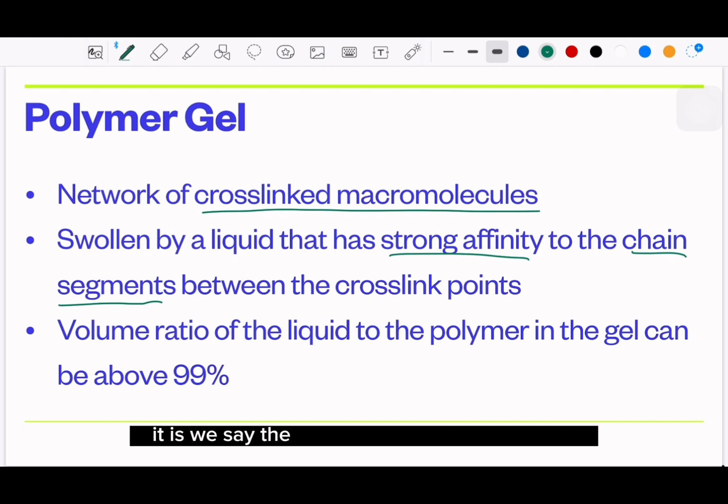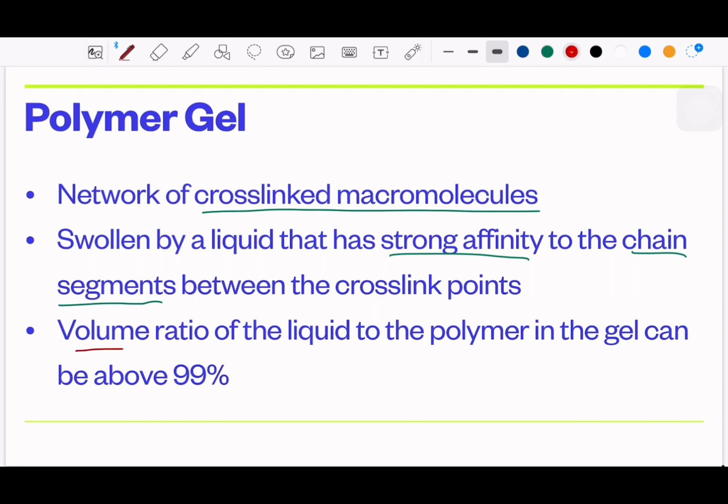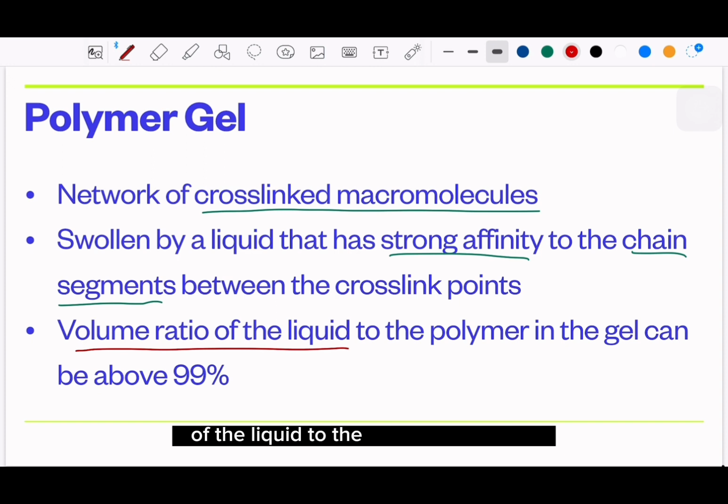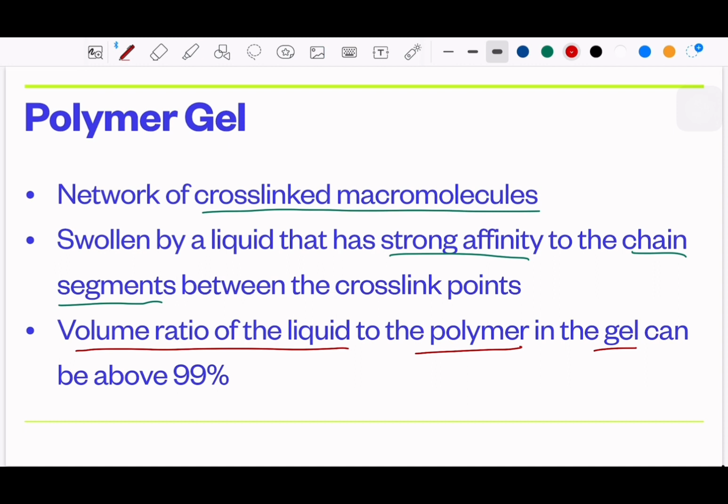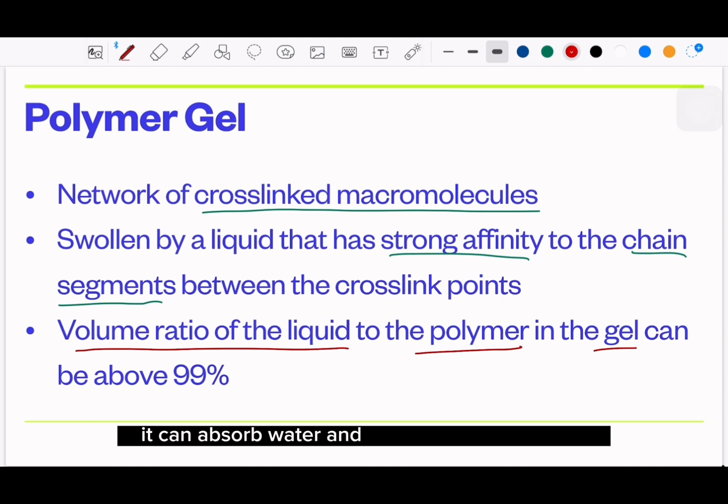We say it is a polymer gel because of the volume ratio. The volume ratio of the liquid to the polymer in the gel can be above 99%. So there is much more liquid inside, but it's not liquid, it just has liquid. If you see a gel, it can absorb water and become like a liquid, but it's not totally liquid. So you say it can absorb much water.